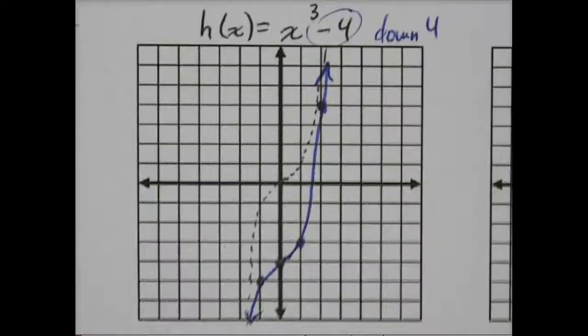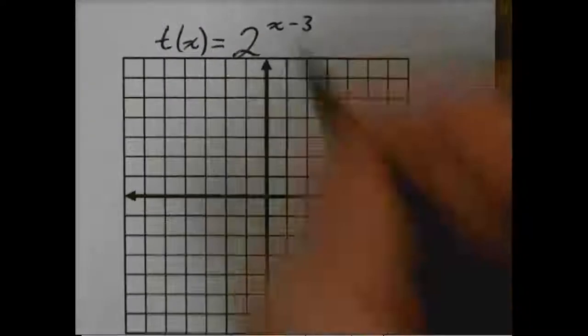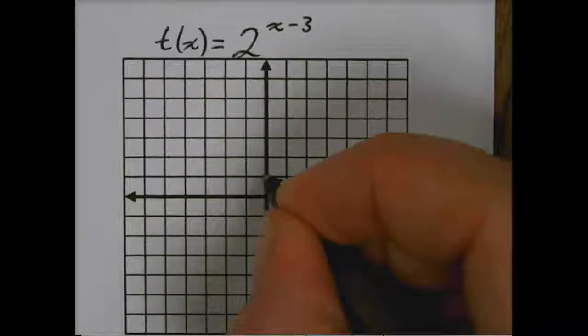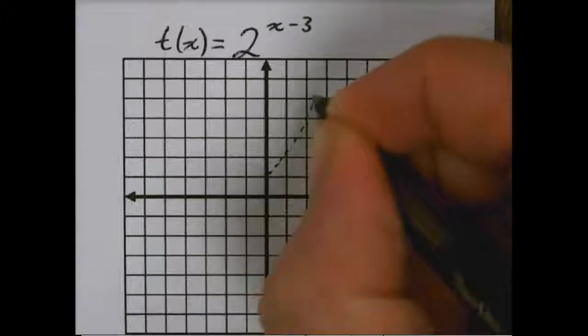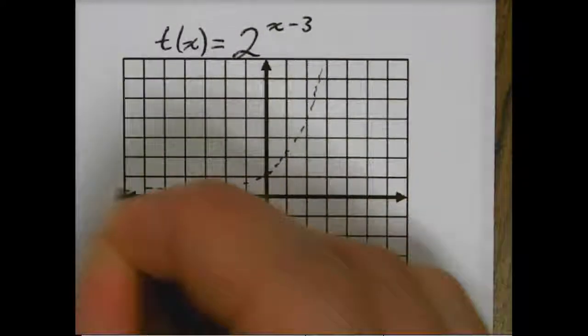Let's do another. All right, so again, identify your parent function. This one is our exponential because we have our variable in our exponent. So I'm going to go ahead and graph our parent function. Cross it 1, and then 2, and then 4, and then 8. And it's going to get closer to our asymptote in that direction.